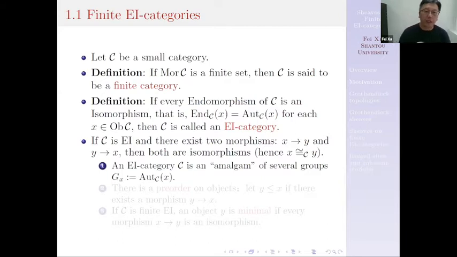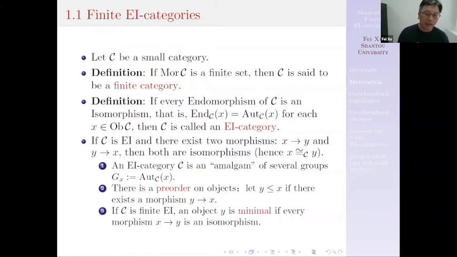And in some sense, we can consider an EI category as an amalgam of several groups, several automorphism groups. Because of the EI condition, there's a pre-order on the objects. So we can just set y less than or equal to x if there's a morphism from y to x. And if moreover we ask C to be finite EI, then we can talk about minimal objects. These are the basic properties that we need from finite EI categories.